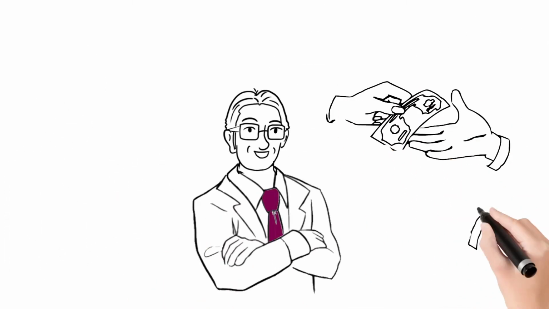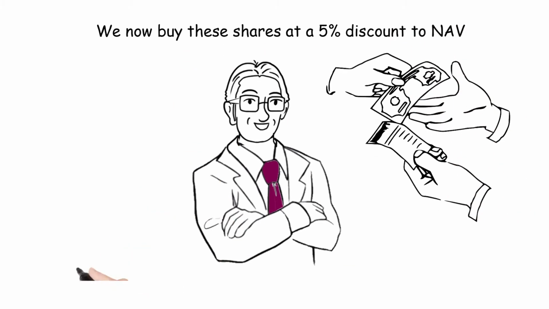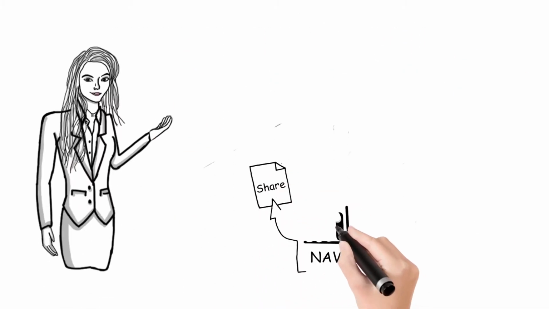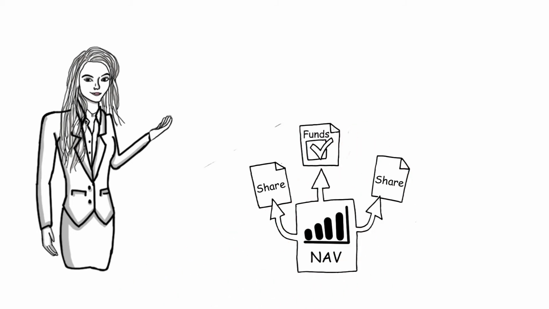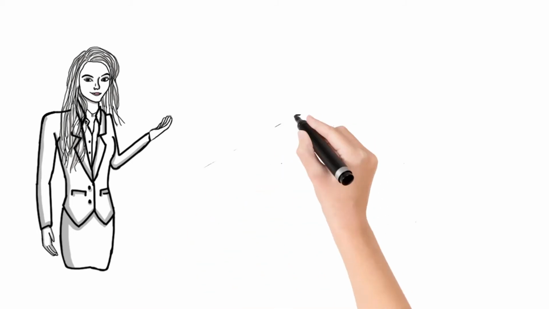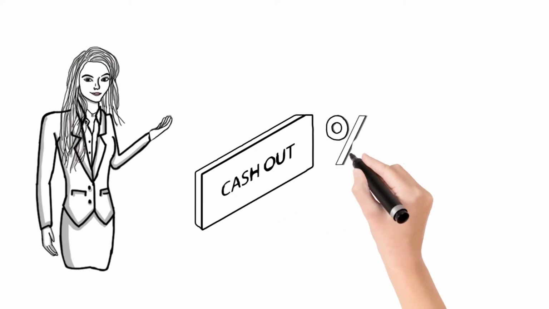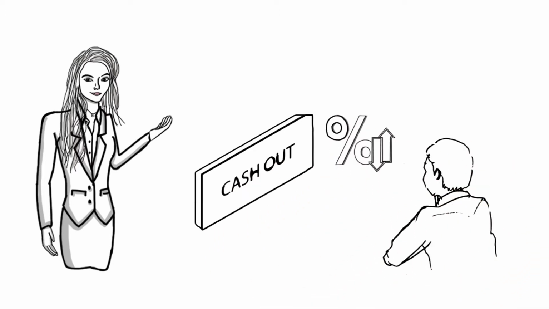We now go buy these shares at a 5% discount to NAV. Once a year, the fund allows us to do what's called an annual redemption. This is where we can return the shares to the fund company for the full NAV. This is a feature many Canadian closed-end funds have to avoid the discount to NAV from becoming too large.